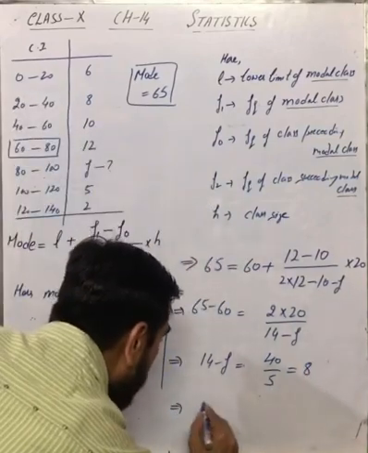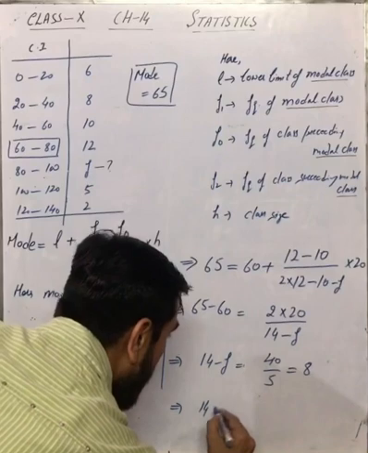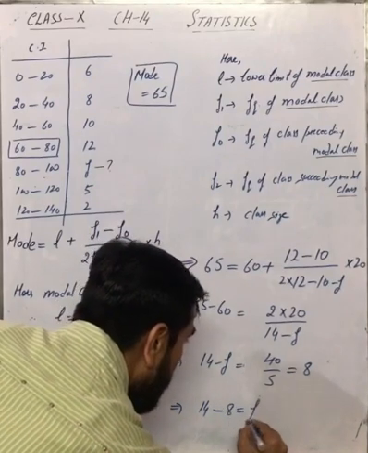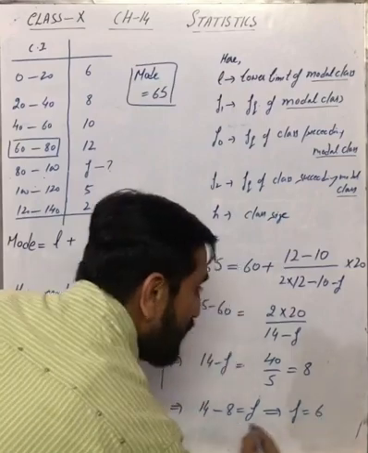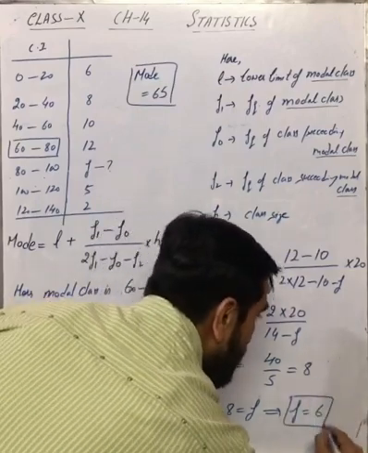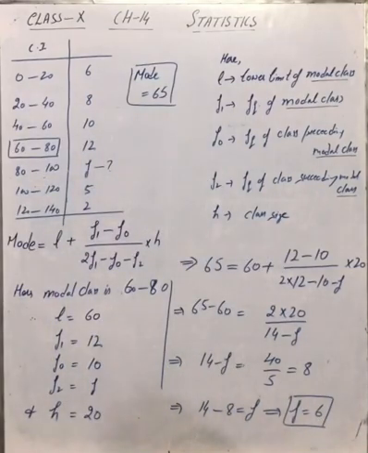Now again shifting. 14, 8 comes to this side. F goes to the other side. That means F is equal to 6. So this is the term which you need to find in this question. F was to be found, which comes to be 6, and the mod given was 65.